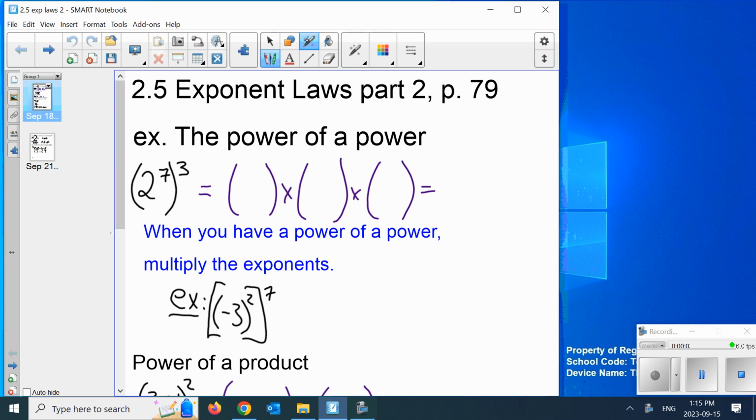We've got the diamonds and digits today. We're playing math. Math 9. We're talking about exponent laws all over again. Part 2. Powers of a power.